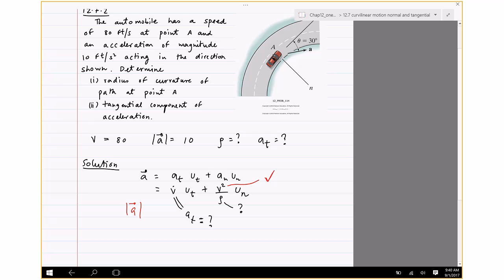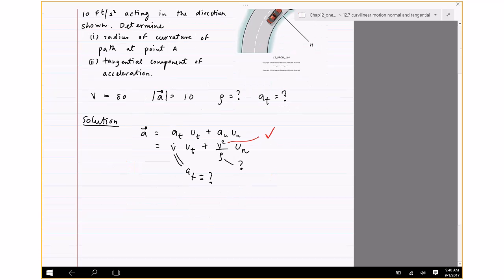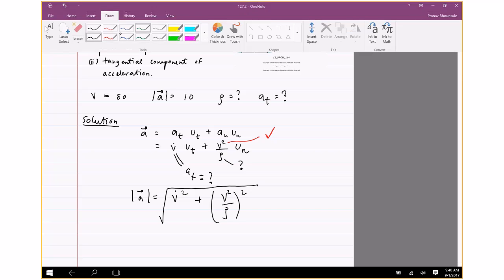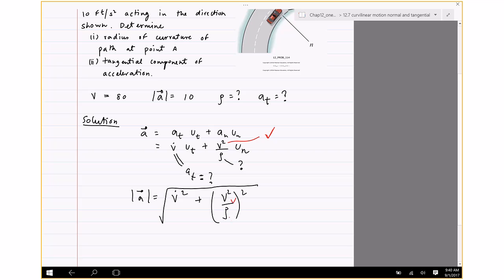I can try to write the magnitude of A if that is much easier. So I'm going to erase this and write the magnitude of A. It's the square root of v dot square plus v square divided by rho square. I know v. I do not know rho. I do not know v dot, but I know A. This equation has two unknowns, rho and v dot, but there's a single equation. I cannot solve for two unknowns with one equation. I need some more information.